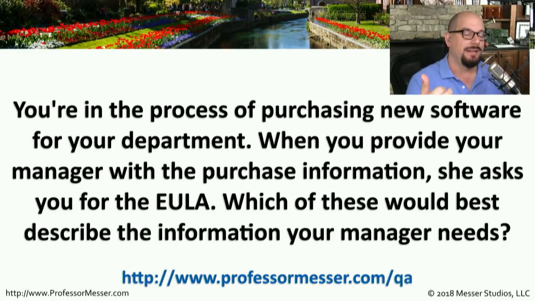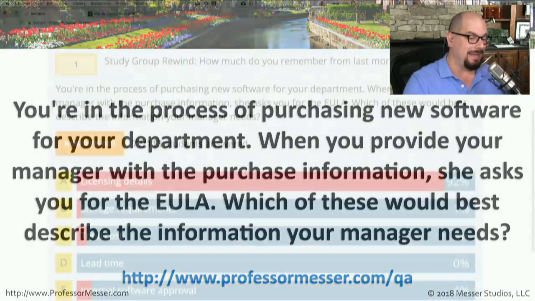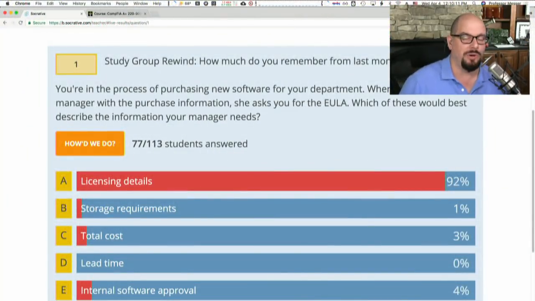Would it be A, licensing details, B, storage requirements, C, total cost, D, lead time, or E, internal software approval. And some of you will see this right there. And you can see that 93% of you have said A, licensing details. We may want to go with A on this one. Looks like most of you remembered this from last month. That's also a benefit to have that there.